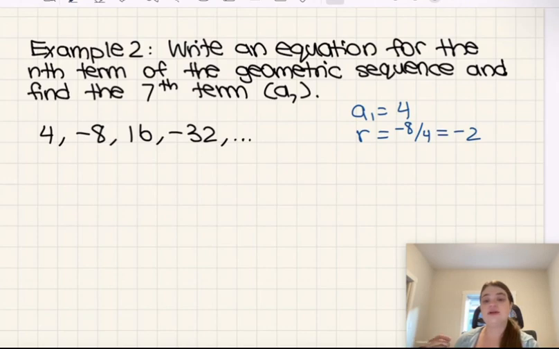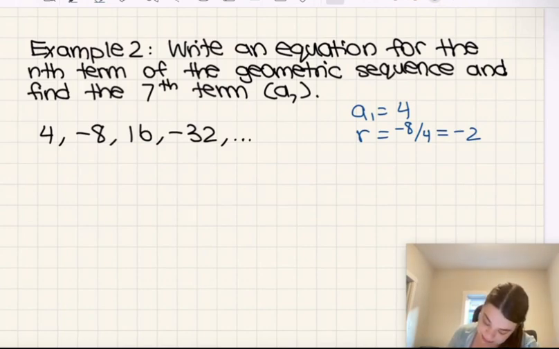But again, let's say we chose 16 divided by negative 8. We would still get negative 2. Or let's say we chose negative 32 divided by 16. We would still get negative 2, right? It is going to be the same regardless of the numbers you pick, as long as you make sure to pick consecutive numbers. So we can't just pick this one and this one. We have to pick numbers that are consecutive or that are right in a row, one after the other.